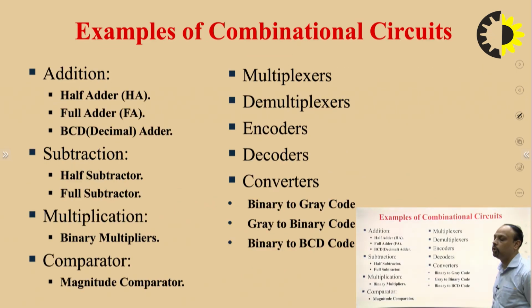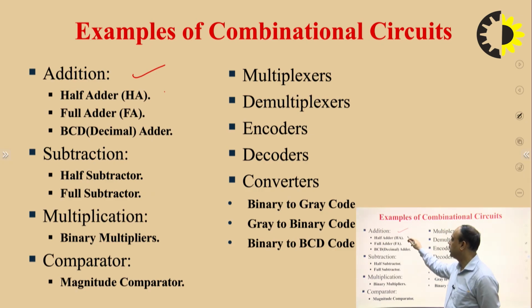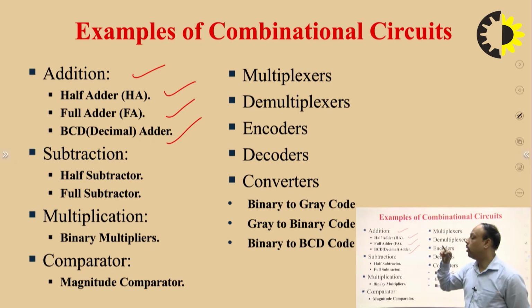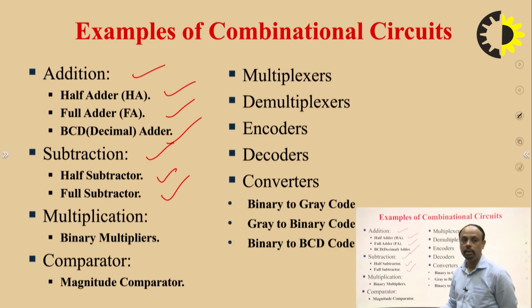Next, there are a few examples of combinational circuits, as we can see over here. We have the addition circuits like half adder, full adder and BCD adder. Again, among the combinational circuits, we have the subtractors also: half subtractor, full subtractor, and multipliers, binary multipliers.